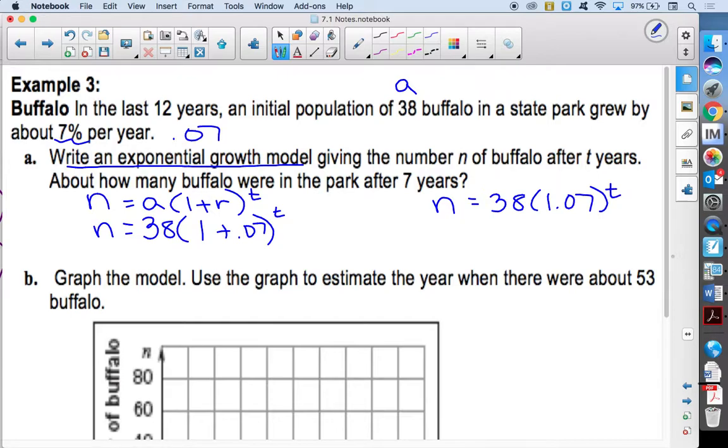And then it says how many buffalo were in the park after 7 years. Well, now it's 7 years later. We want to know how many buffalo are in the park now. So the 7 would be the time, the exponent. When you plug this in your calculator, plug it in how you have it written down. So 38 parentheses 1.07, and then your exponent, remember you can use the caret button for the exponent. This is buffalo, so we'll approximate it. We don't want to have like 1/3 of a buffalo. So approximately how many buffalo? 61. Yeah, approximately 61 buffalo.